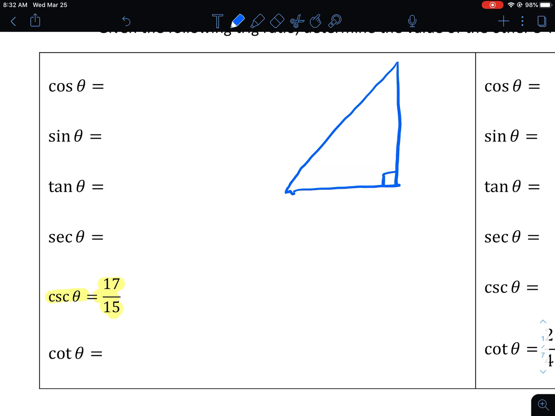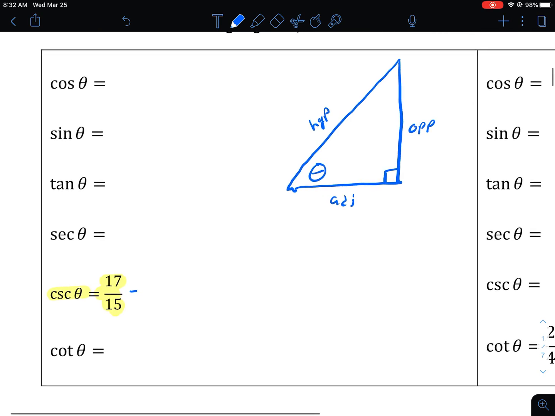And so I got my 90. I'm going to put theta here, and I'm going to label my sides hypotenuse, opposite, adjacent. Now, cosecant, being the reciprocal of sine, means that I have hypotenuse divided by opposite will produce that ratio. Well, I'm going to let the 17 go where the hypotenuse is. 15 goes where the opposite side is. And then I just have to solve for the adjacent side.